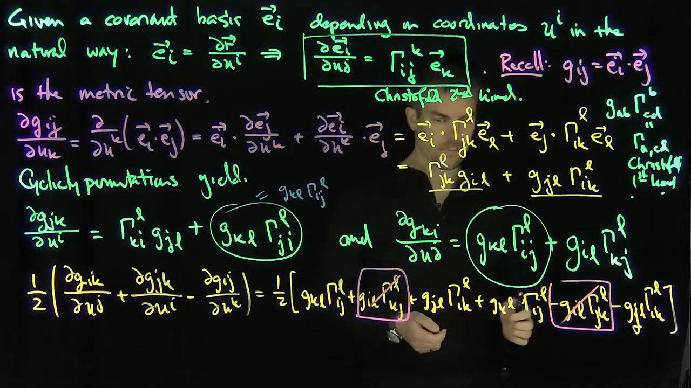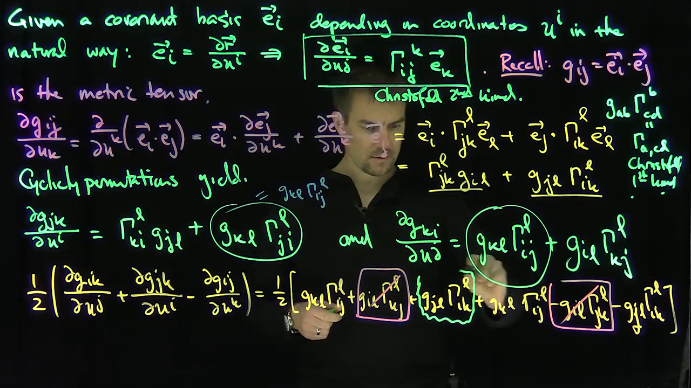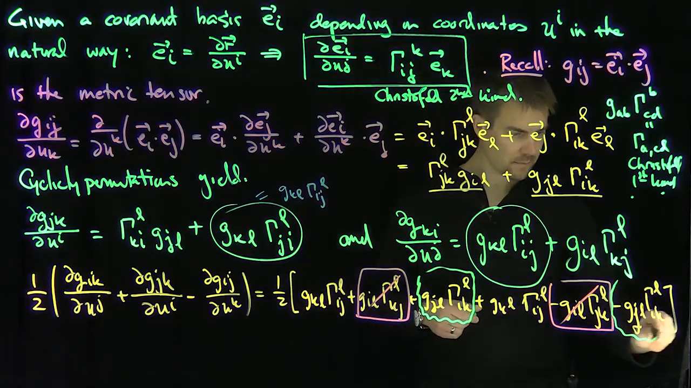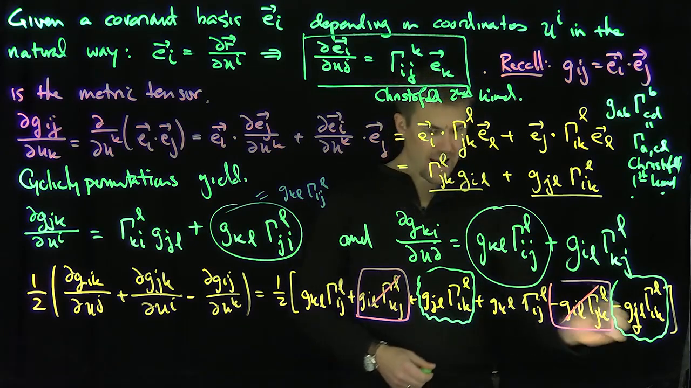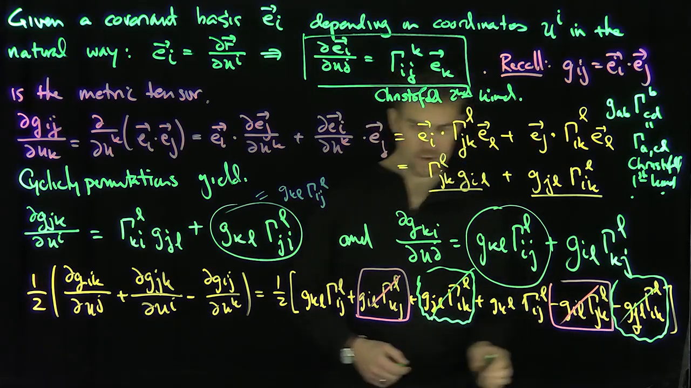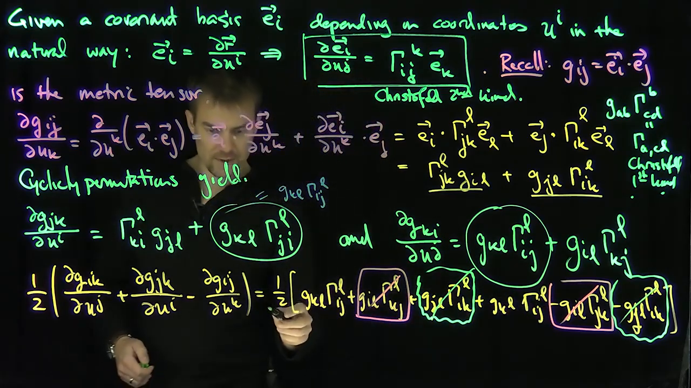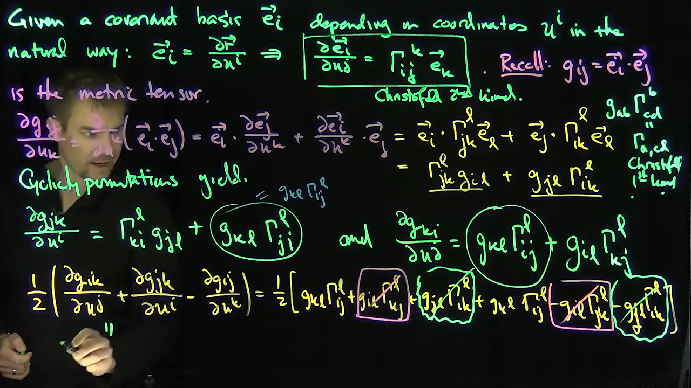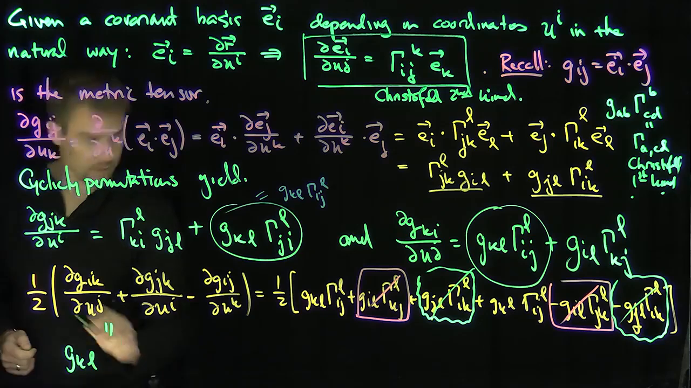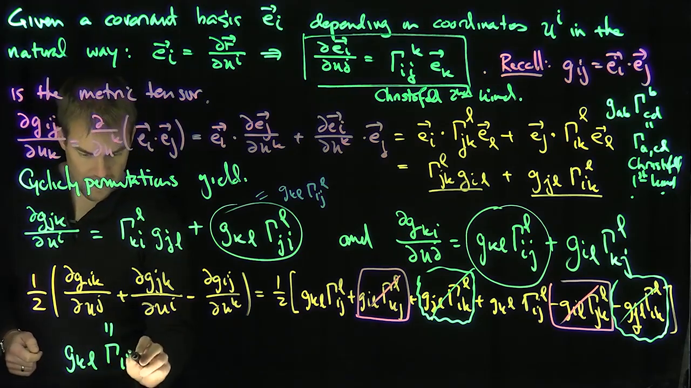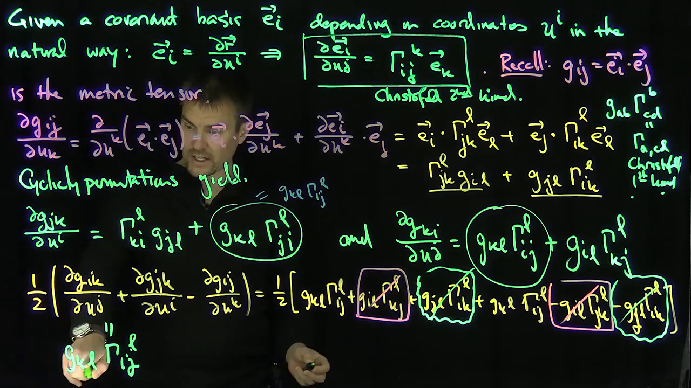Now let's look at these next terms over here. Those are G_{JL} gamma_{IK}^L. So those terms are equal and opposite, so those terms cancel out. I'm left with G_{KL} gamma_{IJ}^L, with 2 of them, right? So this whole thing simplifies just to G_{KL} gamma_{IJ}^L. So now I can hit this with the inverse and get my conclusion, right?